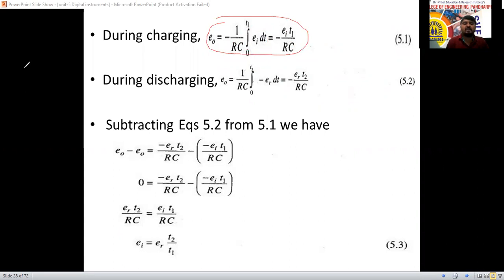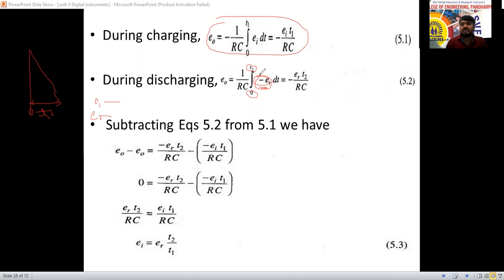Next, similarly for the discharging time taken, that one we are taking as reference. That is called T2 we have considered here, 0 to T2. So the integration limits we have taken as 0 and T2. Again here 1 by RC and minus ER, that is the minus supply we have given. Remember the circuit diagram we have given: one is EI, another one is minus ER. Two inputs are there. So minus ER we are going to consider as the reference. The switch changes it to minus ER. So this is the input we have given here.